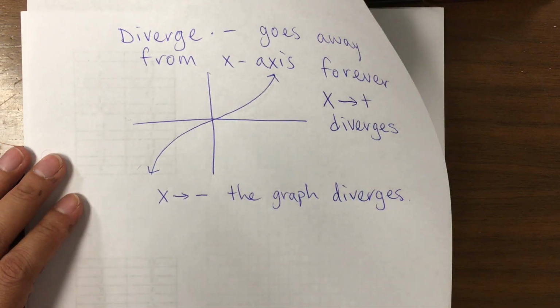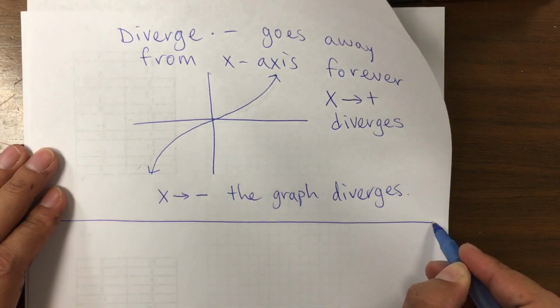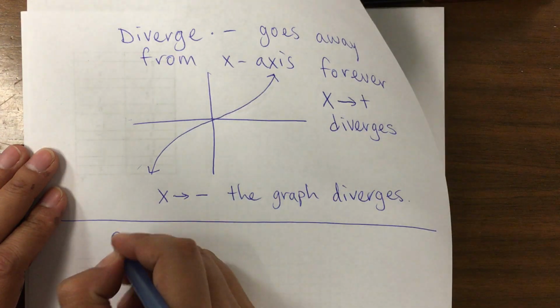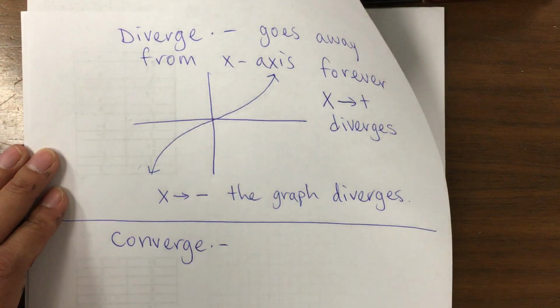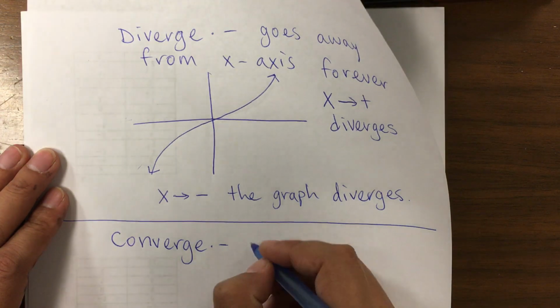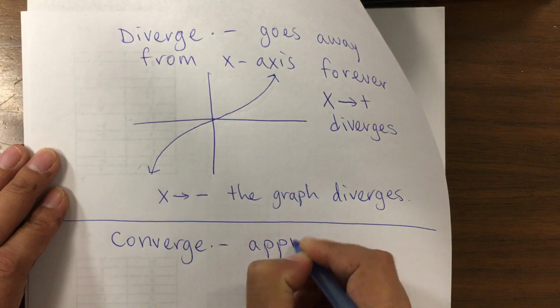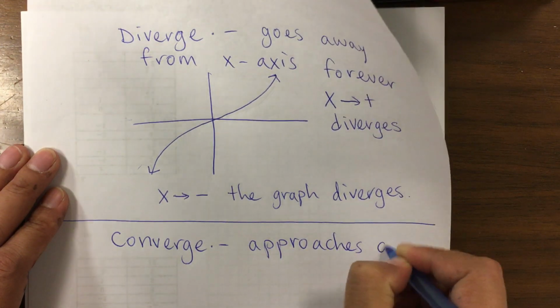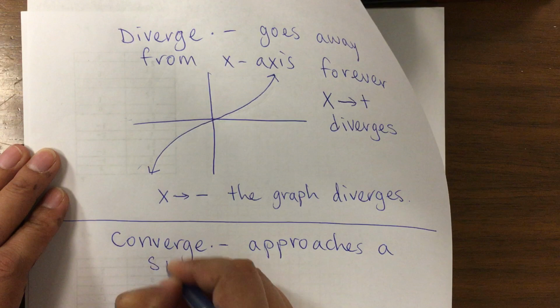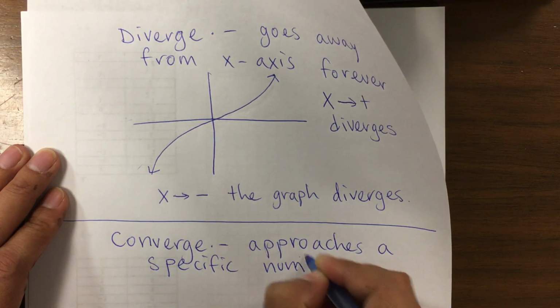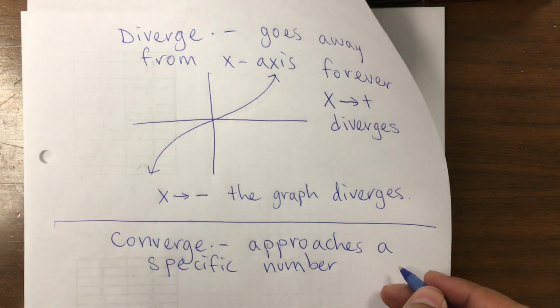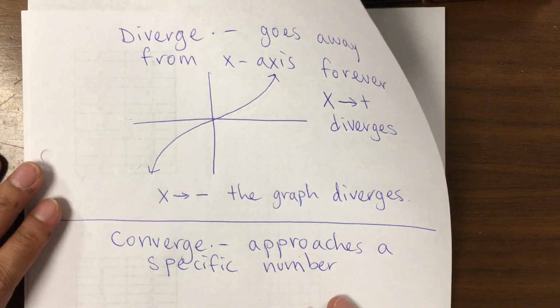The other end behavior is when it converges. And converge is when the graph approaches a specific number. Okay? Approaches a specific number, not necessarily that it reaches that number, but it approaches that number.